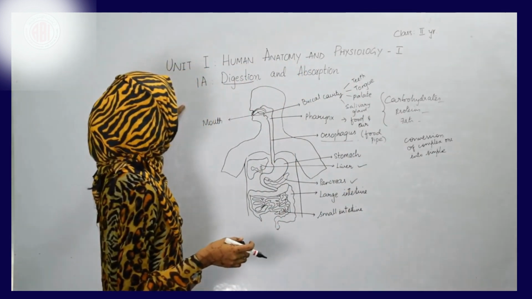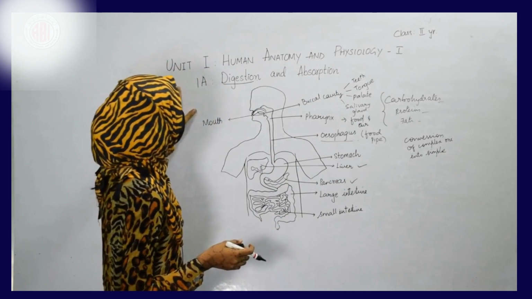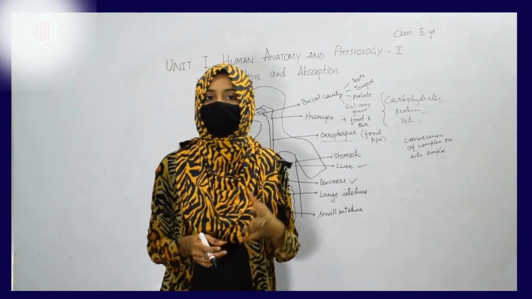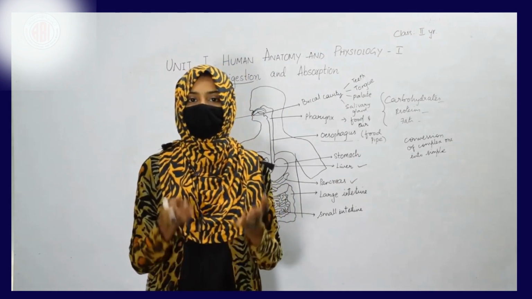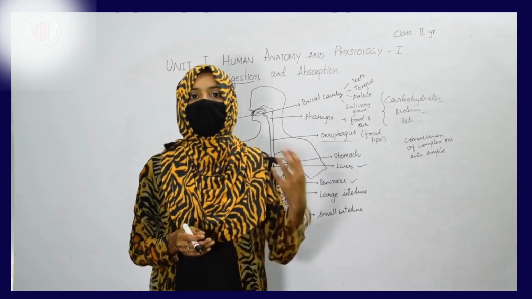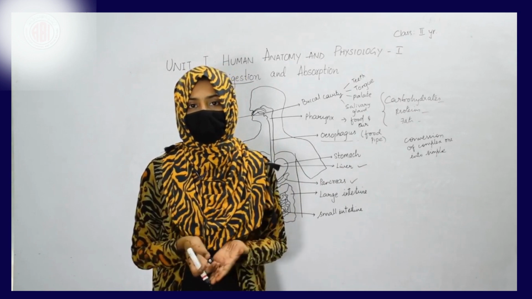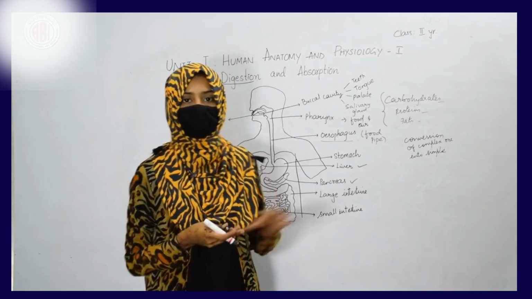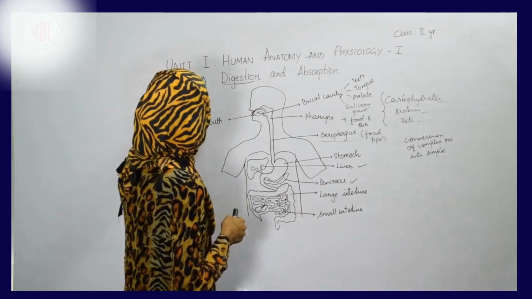In this chapter, besides digestion, we are going to discuss absorption and even assimilation. That means after the absorption of these compounds, how they are going to be utilized by our body parts. That is called assimilation. We'll also be learning about the disorders related to the digestive system.